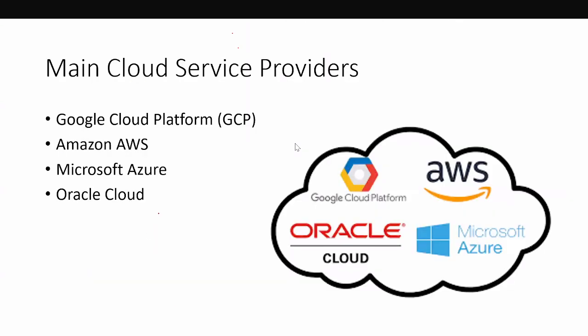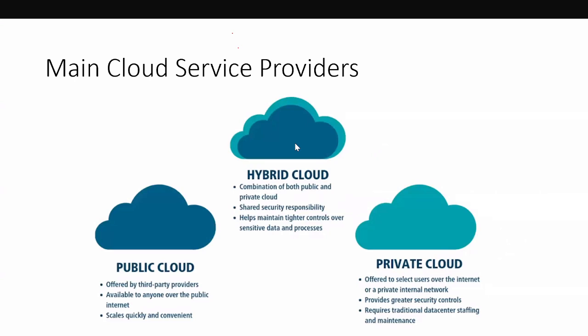So the main cloud service providers, I have listed four of them. Of course, Google is everywhere, right? Google Cloud Platform, or GCP, Amazon AWS, Microsoft Azure, Oracle Cloud. So I have listed four main cloud service providers, right? These providers provide this service in three packages. They have three types of cloud services.